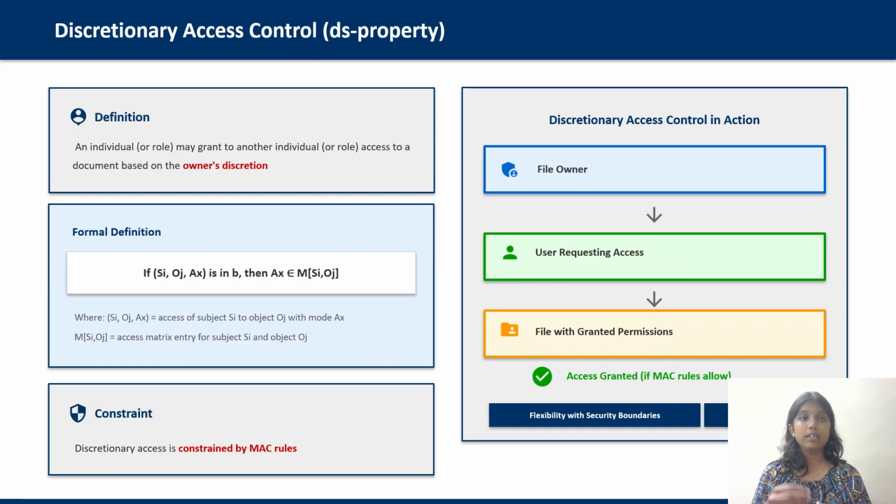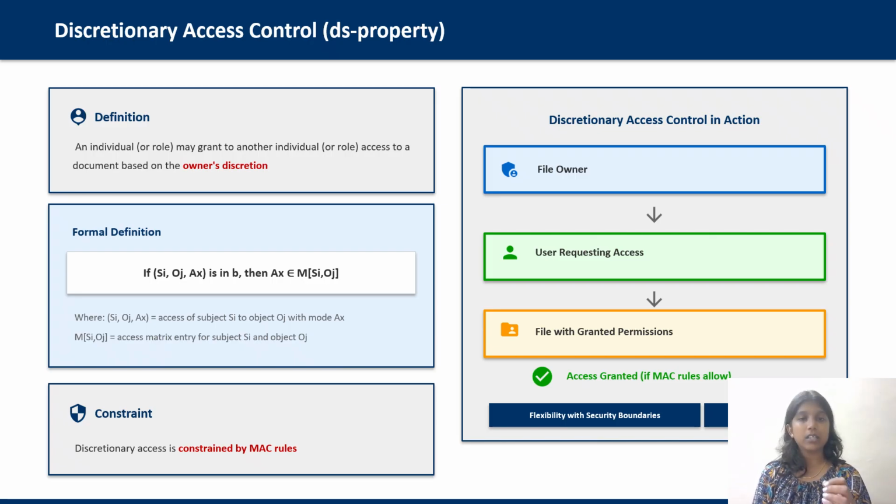The next comes discretionary access control, which is the DS property. So let's picture this. A top secret document and a secret cleared user. Can the user read it? No. Access is denied. This property stops unauthorized viewing. That's where the actual confidentiality starts.